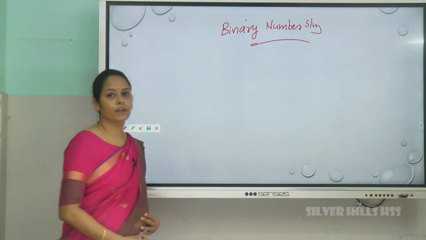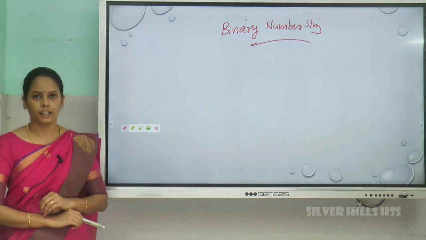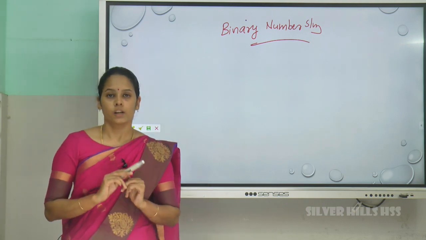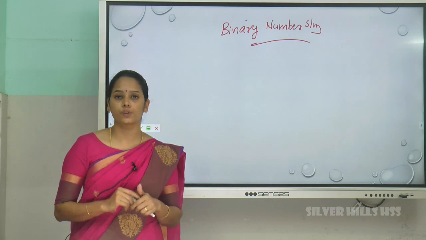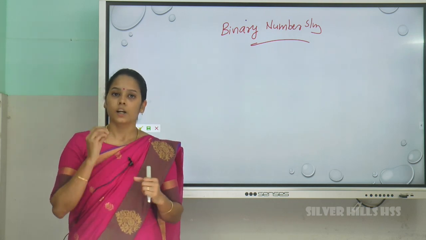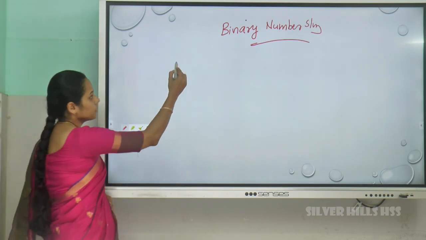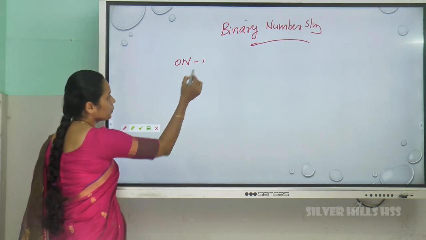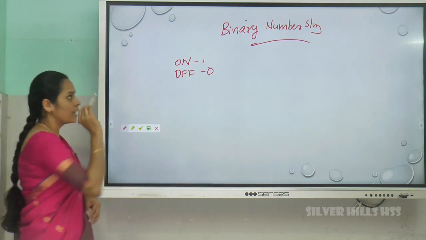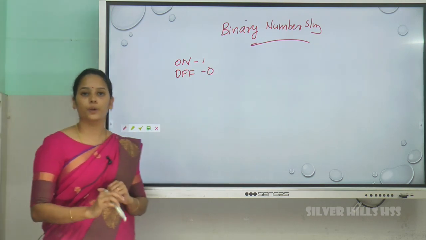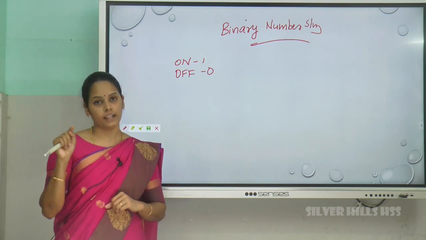The second type of number system is the binary number system. And what is meant by binary? Binary means 2. I told you that a computer is an electronic device and it has two electrical states, that is on or off. To represent those states we have two numbers. To represent on we have the number 1, and to represent off we have the number 0. So the binary number system uses only two symbols, and those are 0 and 1.